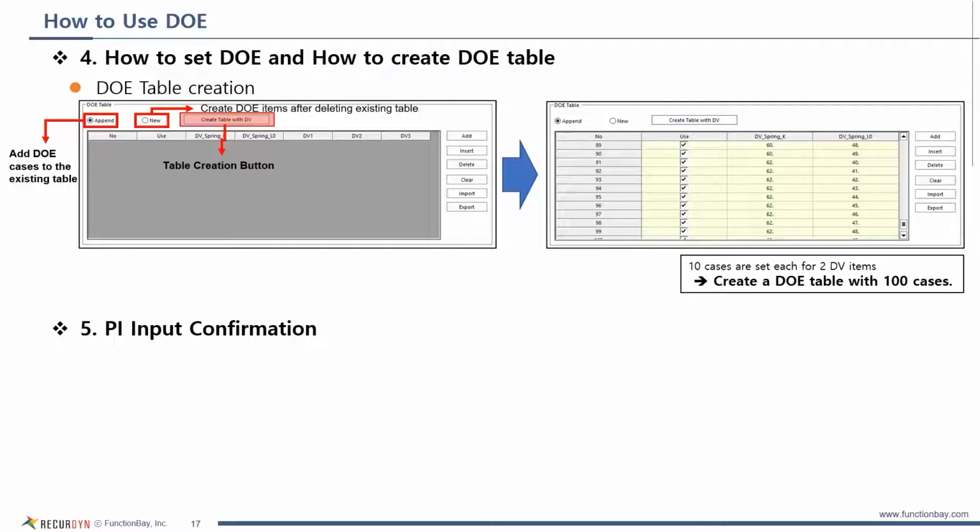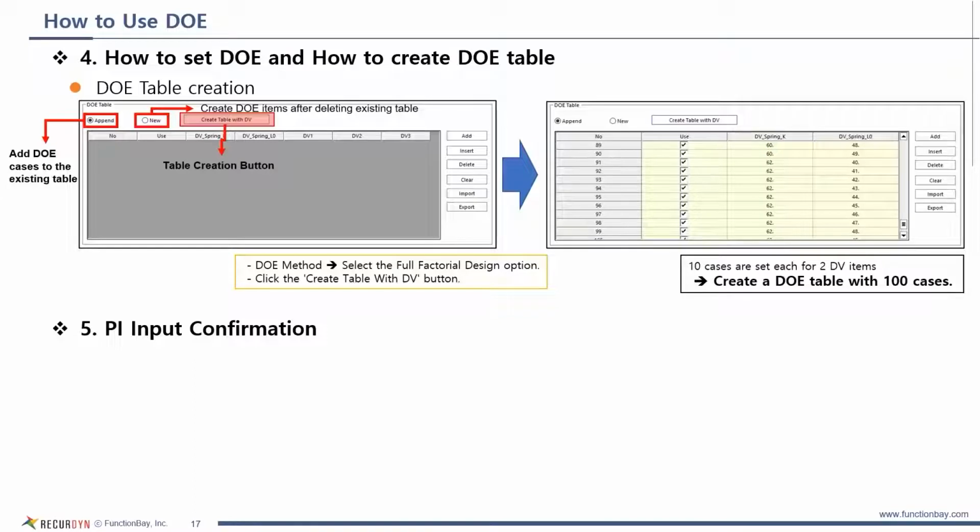You can see that a DOE table with 100 cases is created since 10 cases are set each for 2 DOE items. For reference, the full factorial design option was selected as a DOE method for this DOE table.